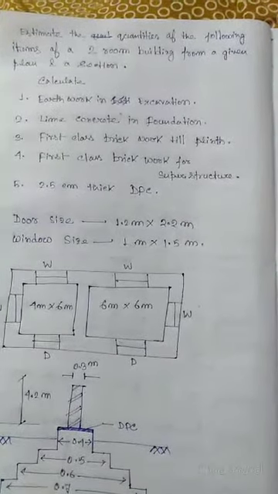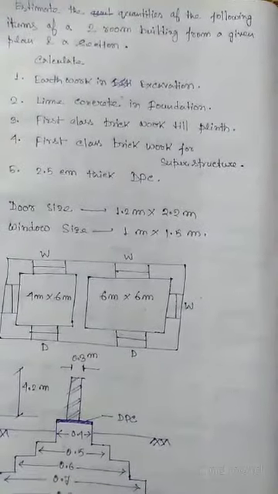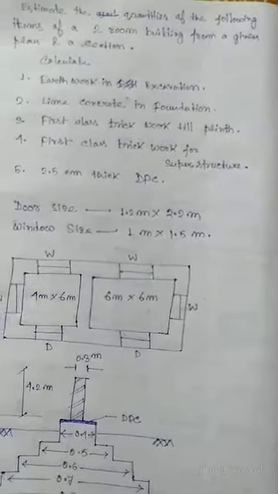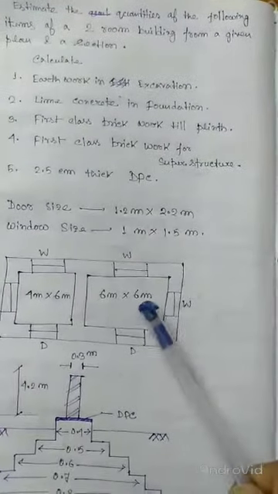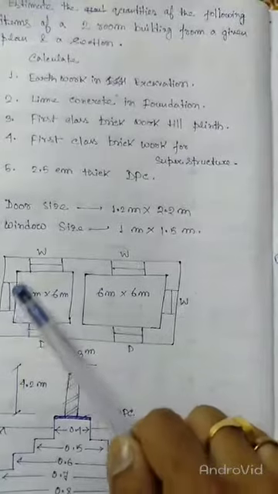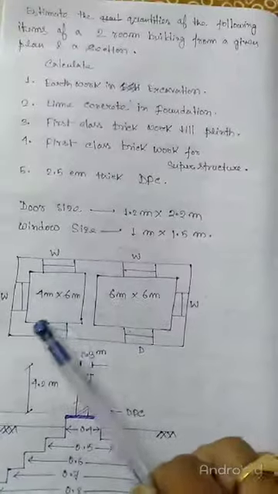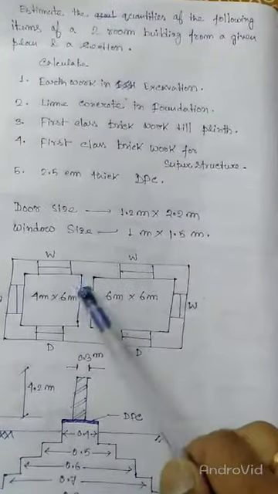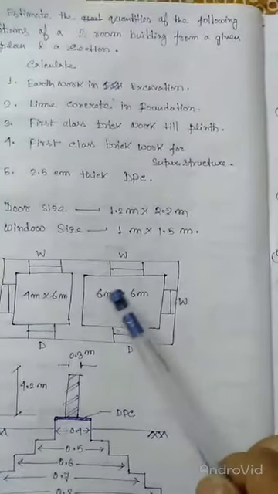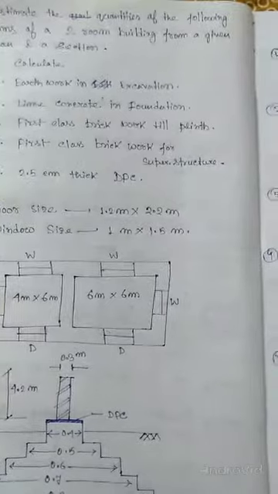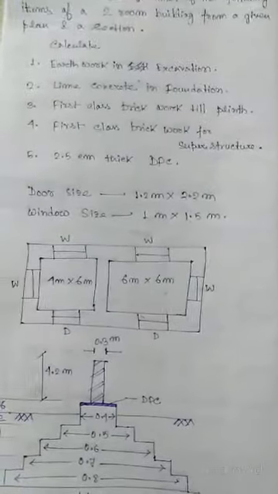So the plan is given like this. This is the plan. It is a two-room building, in which one room is 4 meter into 6 meter, and the other room is 6 meter into 6 meter. So this side is 4 meter, and this side is 6 meter. Other room, this side is 6 meter, and both sides are 6 meter. So this side the length is 6 meter, and the other side is 6 meter.